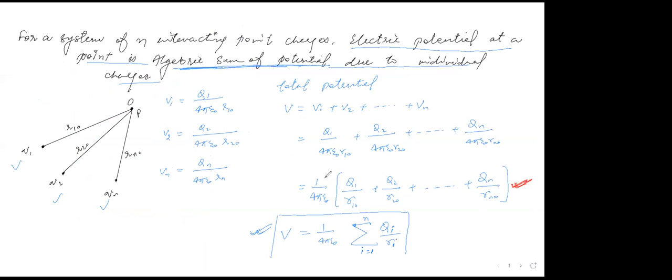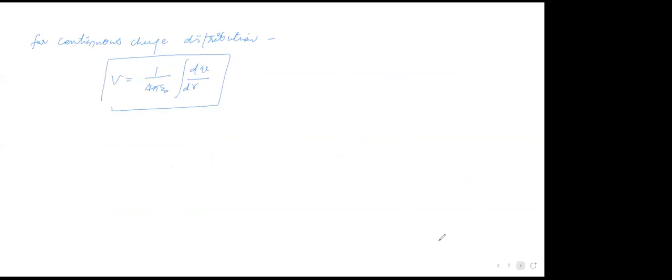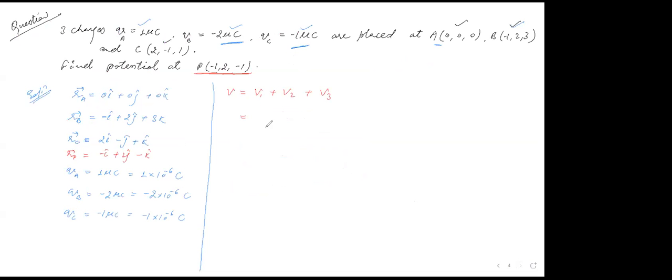We are going to take 1 over 4 pi epsilon naught as common. Then we get in bracket Q1 over R1 plus Q2 over R2 plus Q3 over R3. Do you understand? Because we have a total of 3 charges in this, so we are taking here 1 over 4 pi epsilon naught. This is your QA over RA. Okay, sorry, not RA. One second.